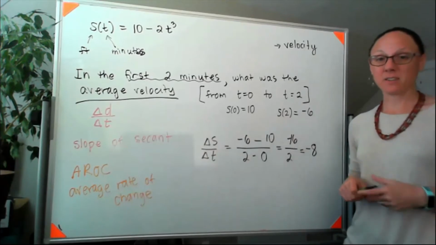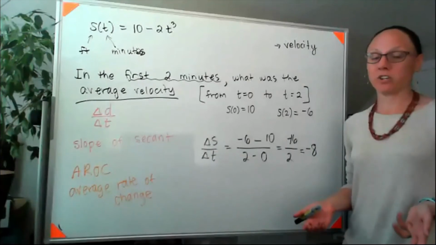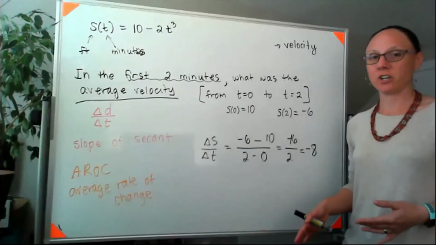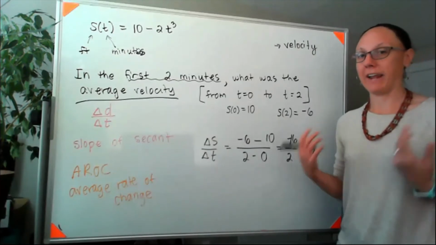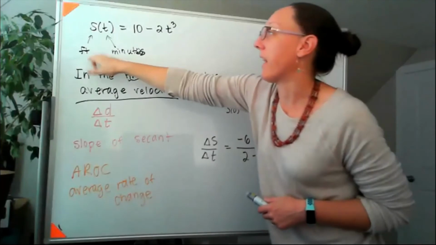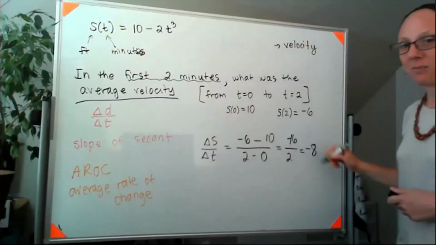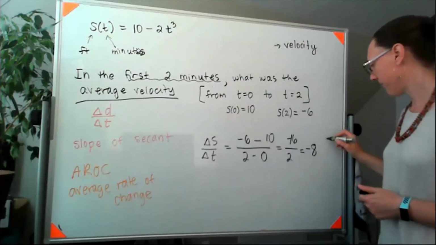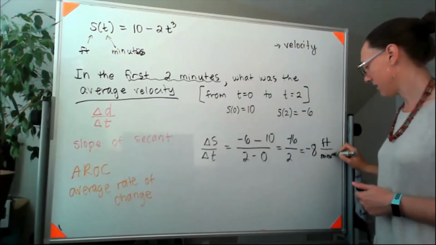A couple of things. When we're talking about velocity, in general, when we're talking about rates of change, if we've been given units in the problem, we want to make sure to report out our answer with units. So I'm going to come back and look at, well, s was in feet and t was in minutes. So this is going to be a -8 feet per minute.